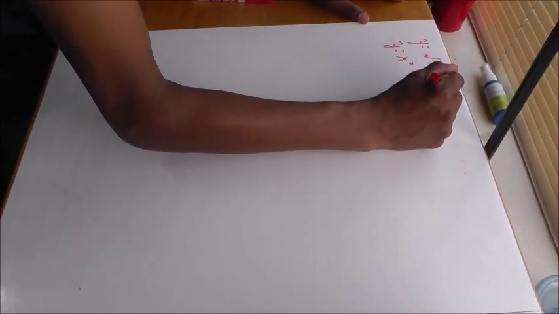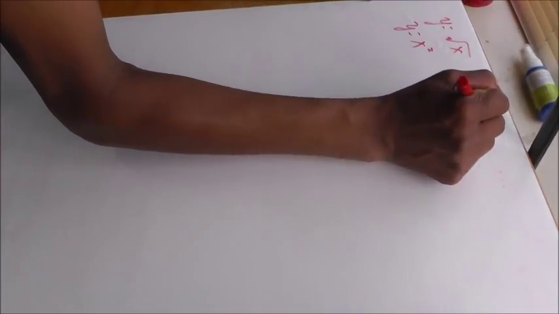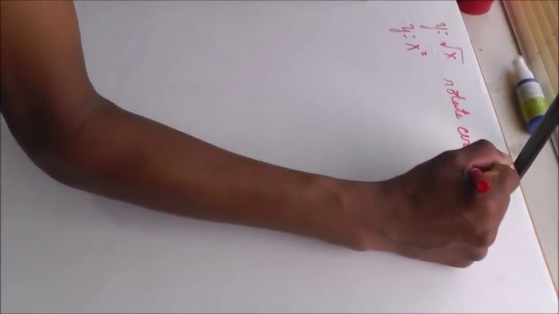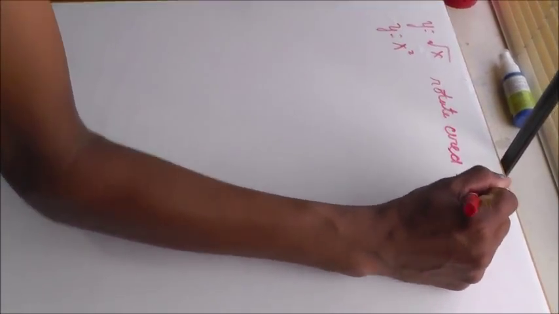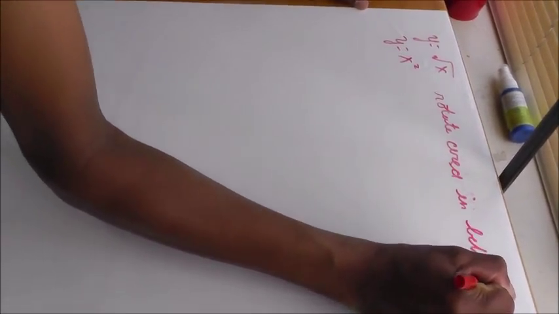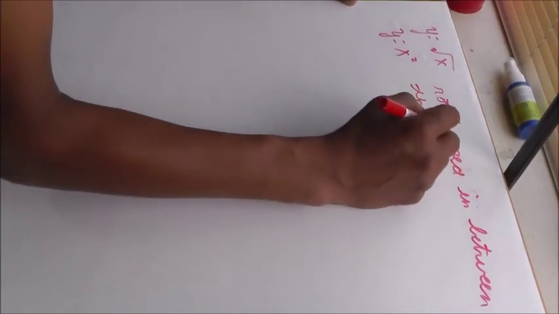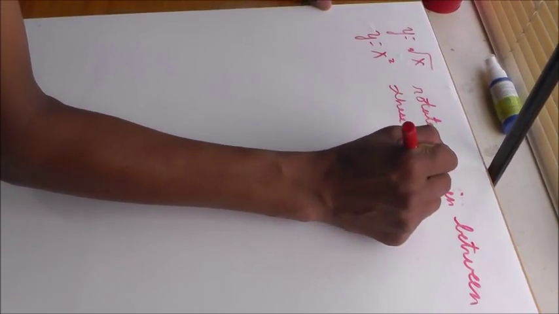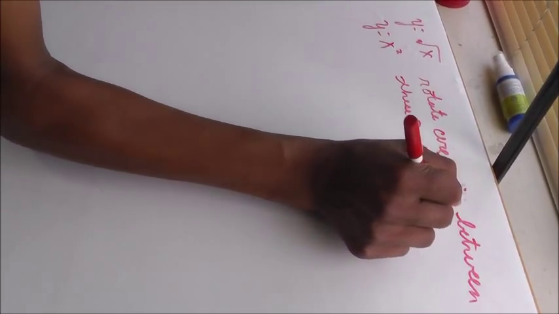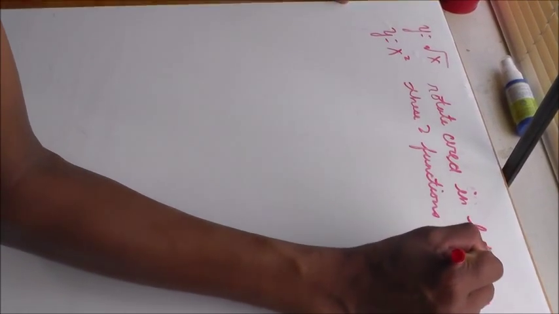Alright, now we're going to do a second example of the shell method, but this time it's going to be with two functions. Suppose we have the functions y equals root x and y equals x squared, and we want to rotate the area in between these two functions around the y-axis.